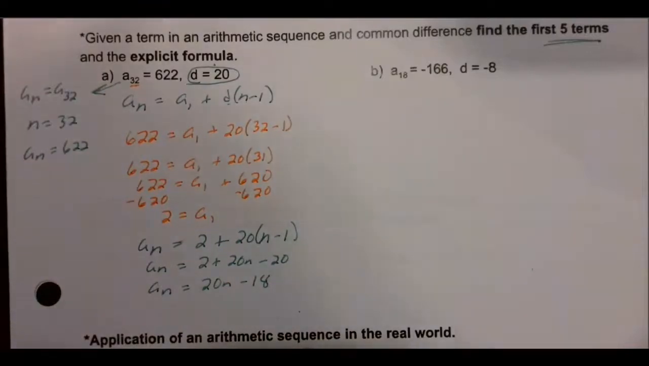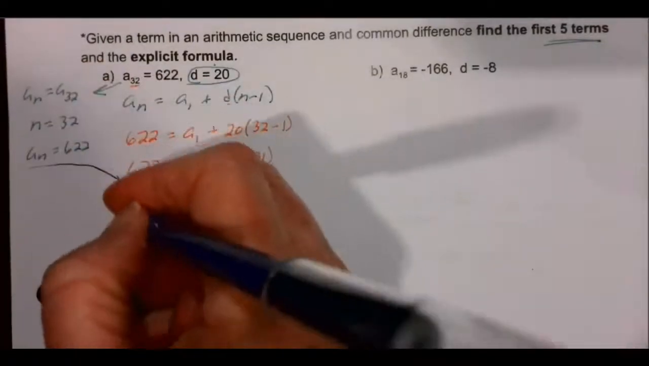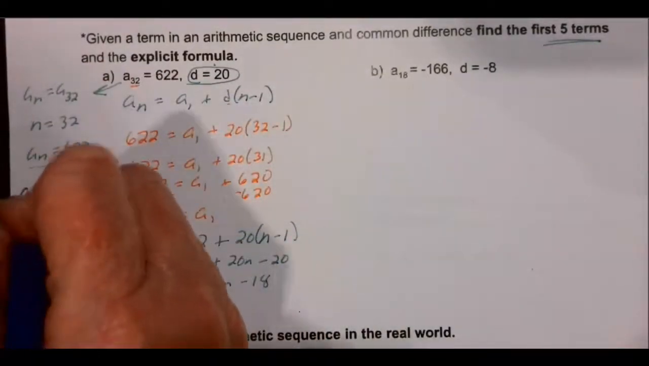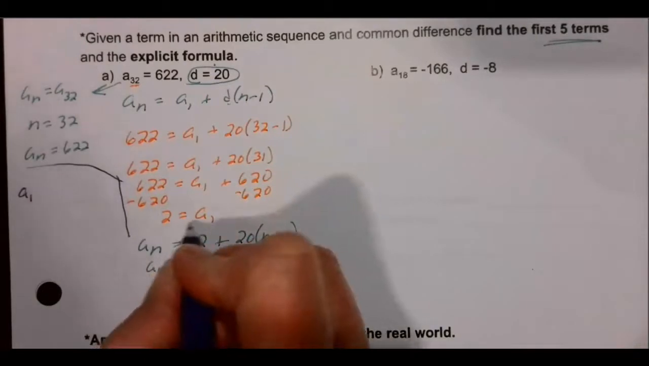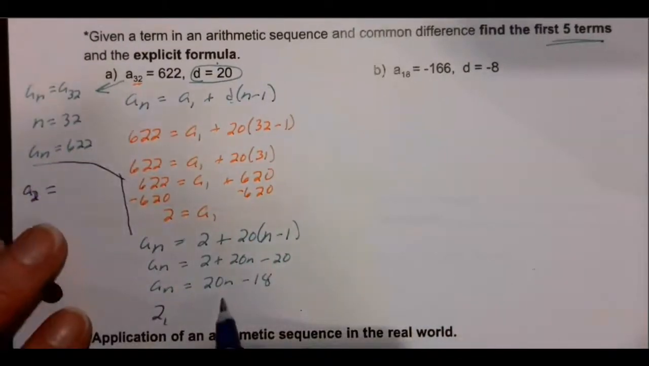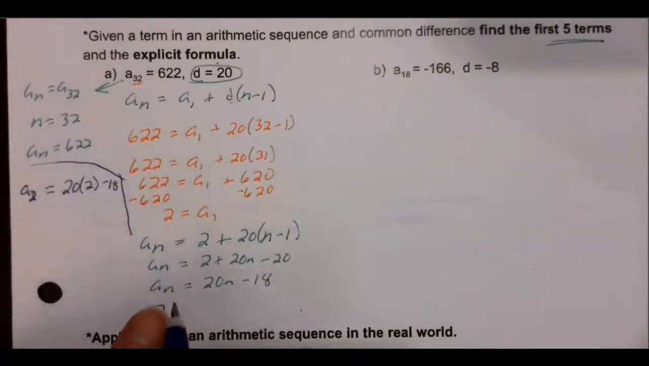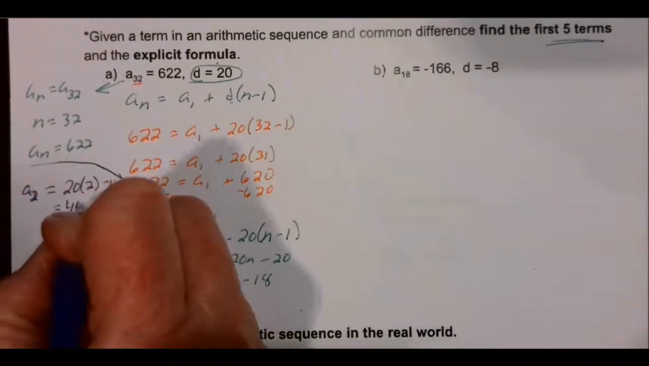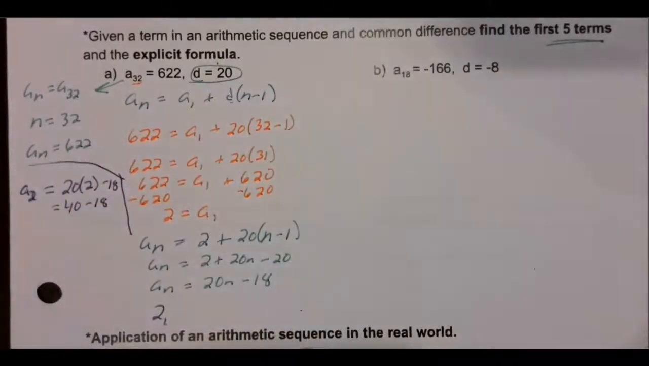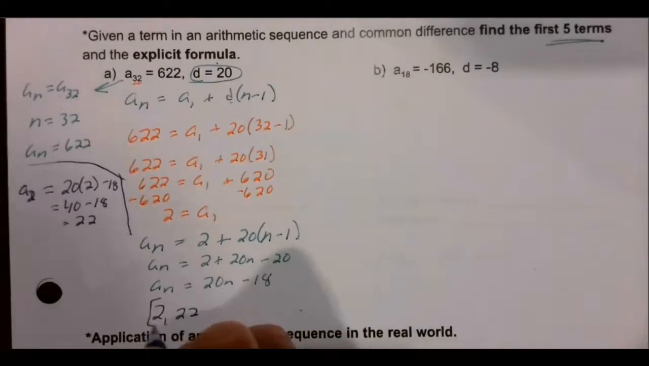We weren't left a lot of room for this, or maybe I just took too much. So here we go. I'm going to find a sub 1. Oh wait, we already know a sub 1. That's 2. We just found that. I'm going to find a sub 2 by plugging it in. So that's going to be 20 times 2 minus 18. See what I'm doing? I'm taking this explicit formula and plugging in 2 because I want the second term. 40 minus 18, and we get 22. Our answer's going right down here.